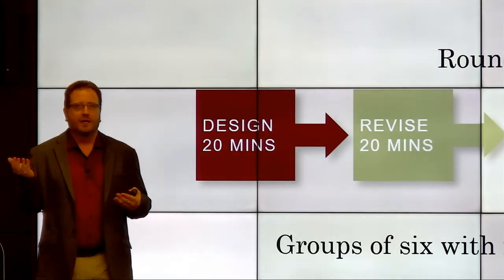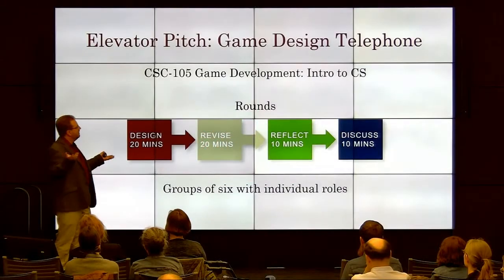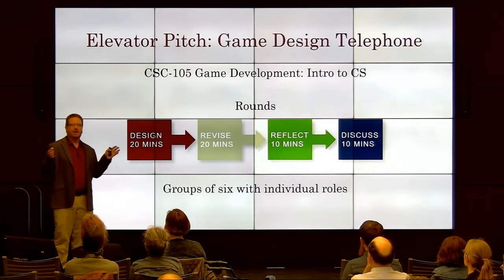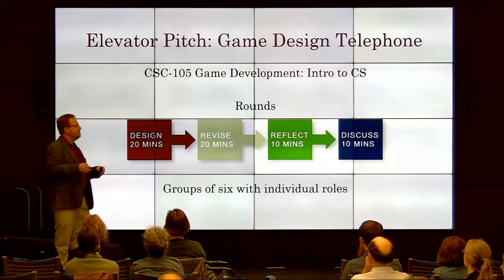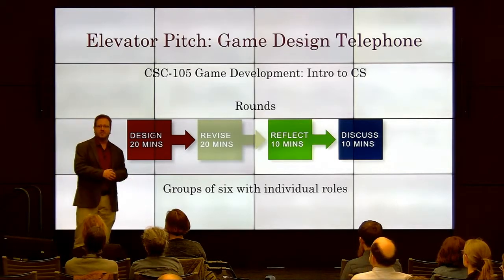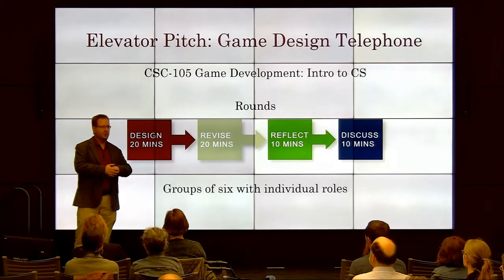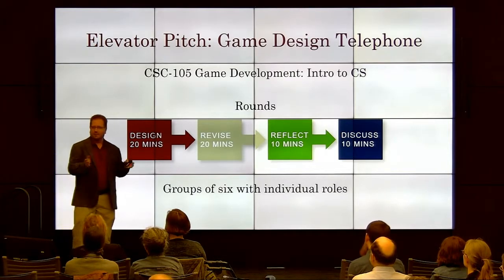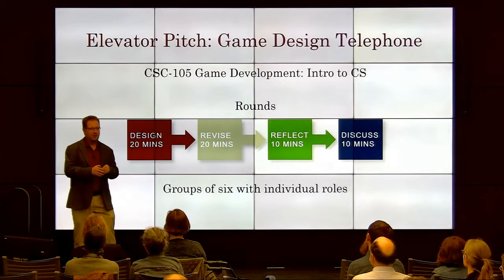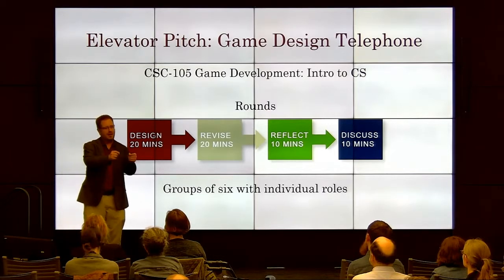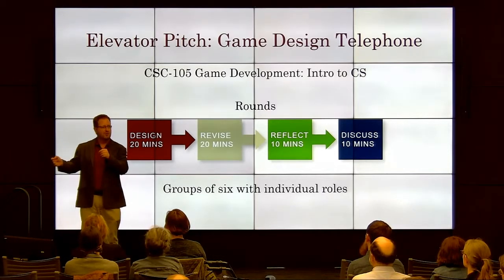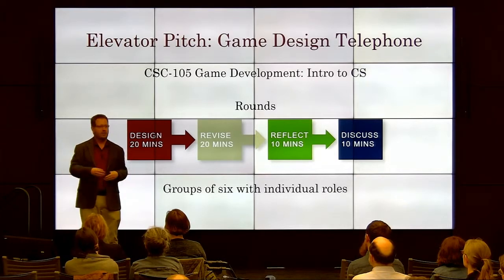So here's my elevator pitch. It's called Game Design Telephone, right? And the idea is that it's sort of an homage to design thinking and the game telephone. So design thinking is a process for developing things that center on what the consumer or the user wants. And the game telephone, I'm sure you remember it from many years ago, it's where you have a message, you whisper it to your neighbor, who whispers it to the next person, and it goes around the room, and by the time you get to the end, it sounds nothing like what you started with.